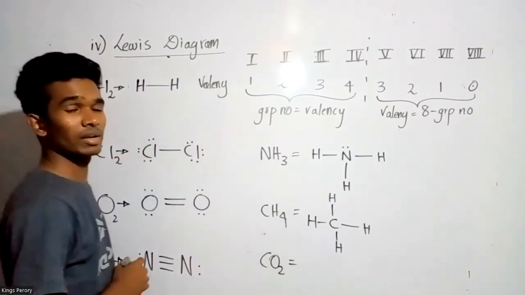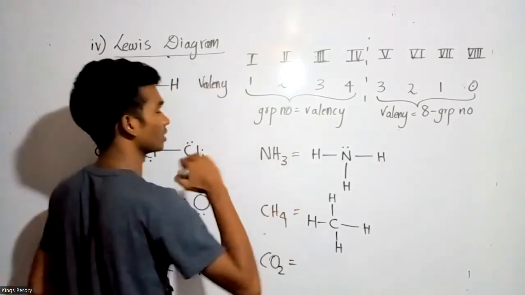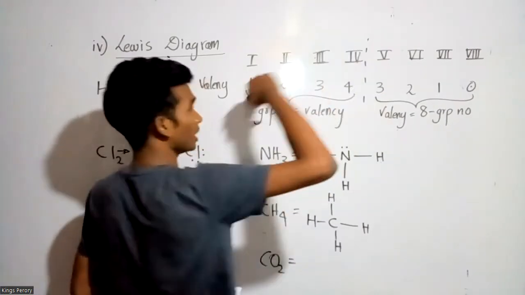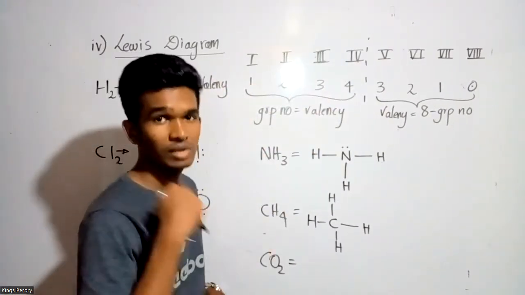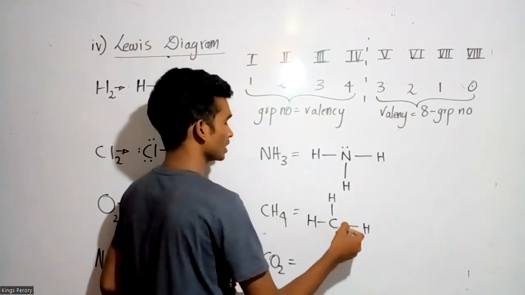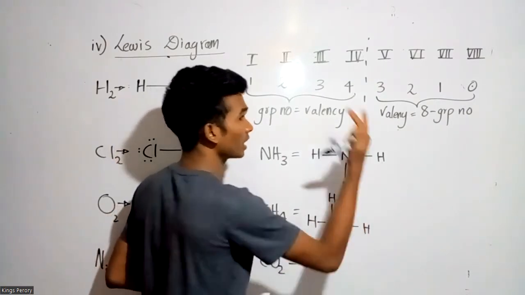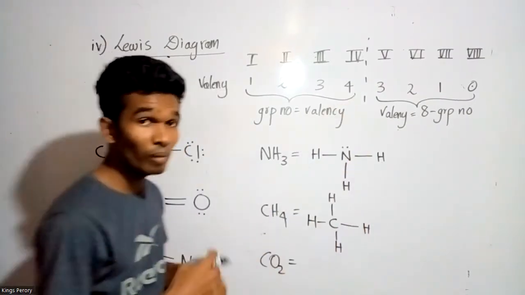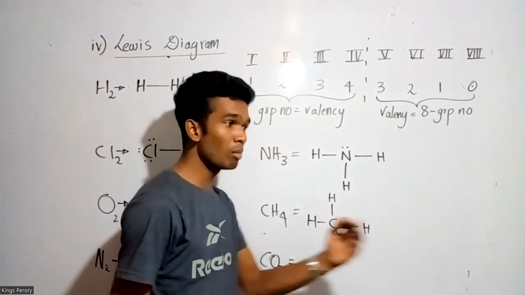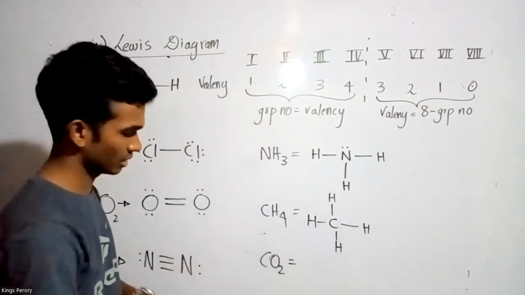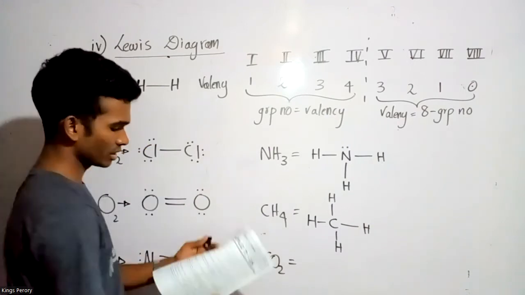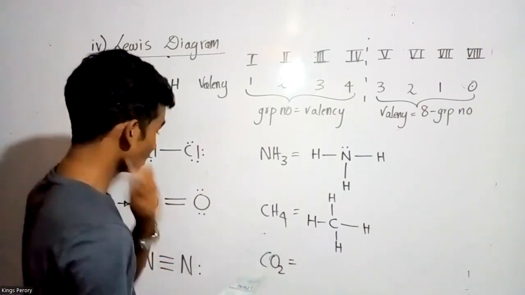Now what? Check how many electrons are remaining. Fourth group element means 4 electrons are there in the outermost shell. All the 4 electrons are used for bonding, means no remaining electrons. So you can call it no unpaired or unbonded electrons.